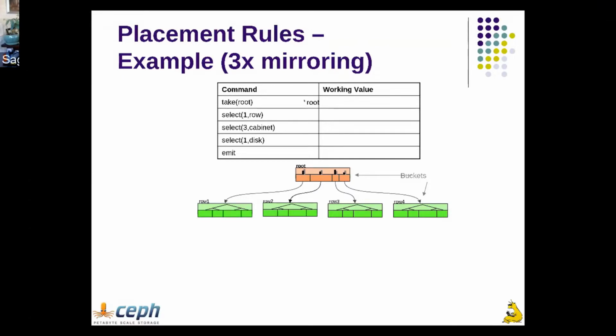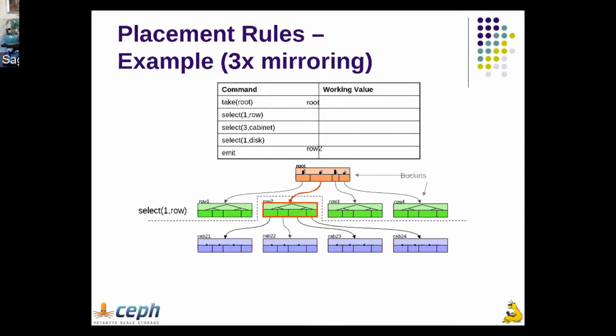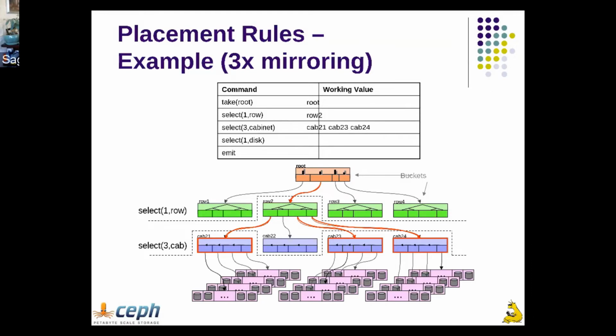So take root loads root into the working value. Sorry, it's all crooked because this is a PowerPoint slide from a million years ago and I'm using LibreOffice. First step selects one row. There's only one starting with root, and a bunch of rows beneath it. It'll pick one randomly and move that into the working value. Then the next step selects 3 distinct, unique cabinets. We'll do that, and each of these has those parts of the train beneath them.